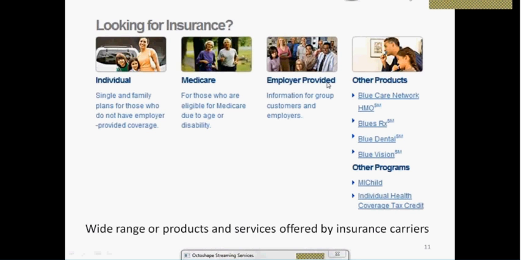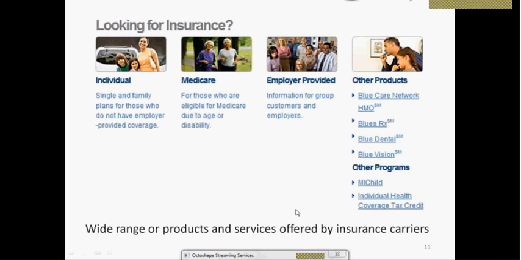Then the employer-provided plans. Different employer groups are there. Then they have some customized plans. Then on the right side, you're seeing some other products here, like HMO, then the Blues prescription, then there's a dental plan, then there's a vision plan, and similarly, there is another plan as well. So these are the different products in insurance companies.